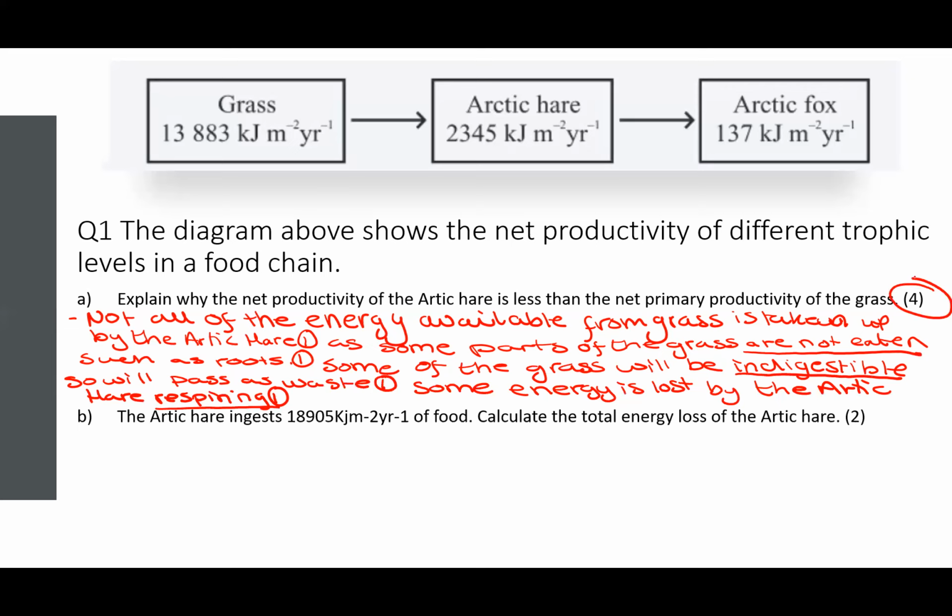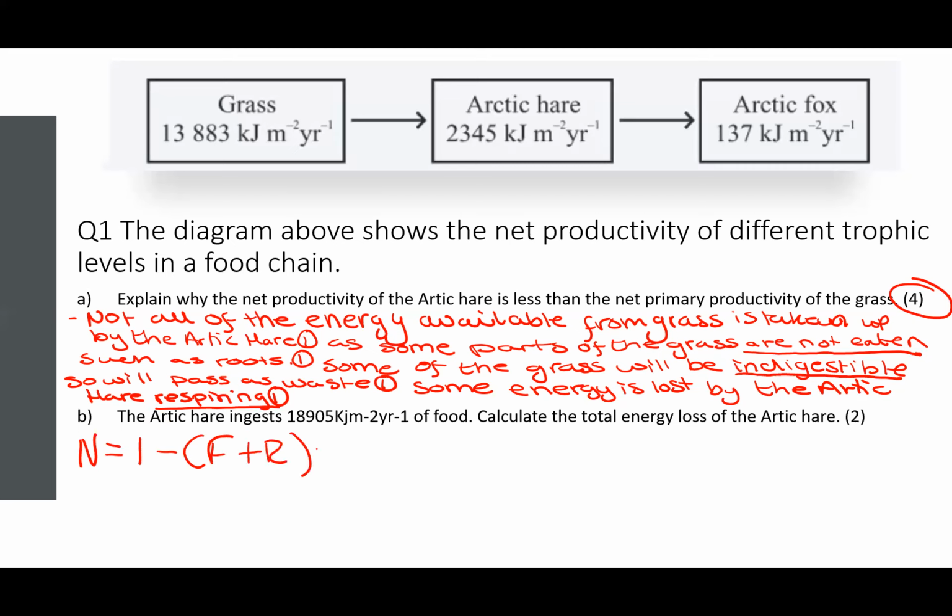The second part of this question then is the Arctic hare ingests 18,905 kilojoules per meter squared per year of food. Calculate the total energy lost of the Arctic hare. So I would always say write the equation first, and the equation would be N equals I, so that's all your ingested food, minus what's lost through waste, feces and urine, and respiration.